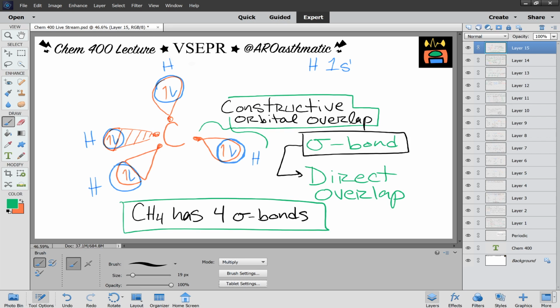This is where I'm going to end lecture today. We will pick up next Monday with more hybridization. We've covered sp3 hybridization today. On Monday, we'll also look at sp2 and sp hybridization. We'll see that there's more than one type of constructive orbital overlap.